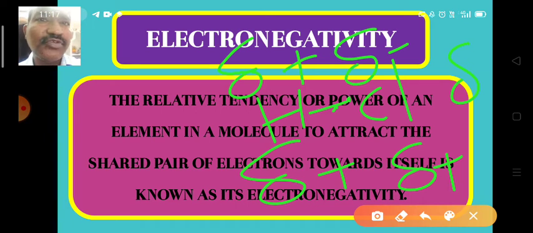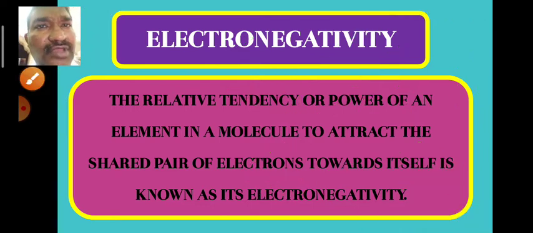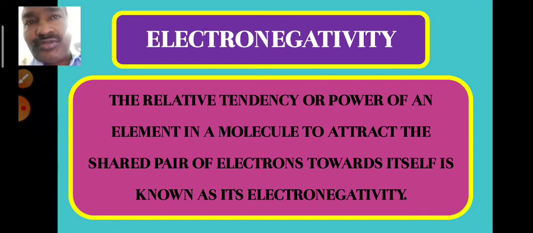So this type of tendency of an element or of an atom to attract the bond electron pair towards it is known as the electronegativity. So here I go for the definition once again. The relative tendency or power of an element in a molecule to attract the shared pair of electrons towards itself is known as its electronegativity. And depending on the effective nuclear charge, electronegativity also varies.